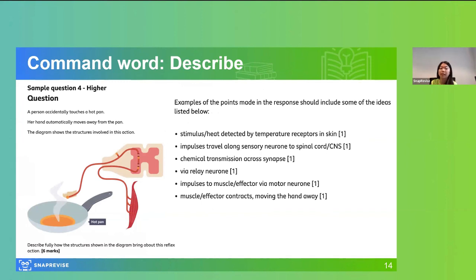You see the first one here: stimulus, heat, detected by temperature receptors in the skin. This electric impulse then travels through the sensory neuron to the CNS. It then goes through the CNS, through the relay neuron, and then to the effector through the motor neuron, and then the muscle contracts, which is the response. You have to be more specific when answering the question about the response. Also, there's another point about chemical transmission across the synapse. Don't stress too much about that point, but it's something you need to know when answering the question.